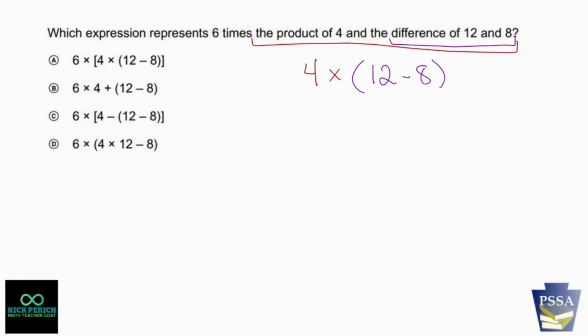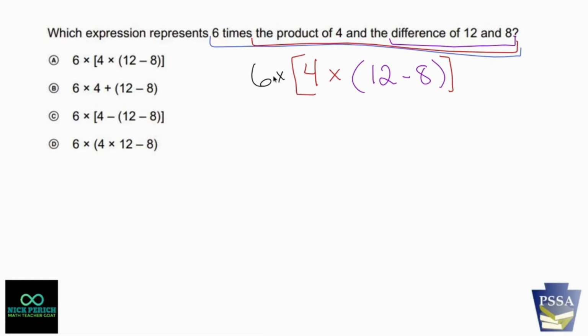Now, I have to do 6 times all of that. So we're going to put you in your own group. Now we already used parentheses, so let's move to brackets. And we're going to do 6 times that.